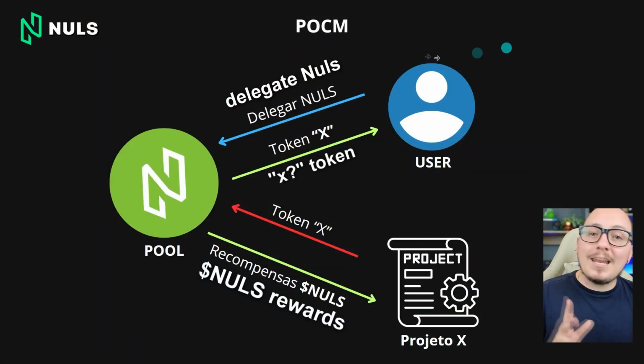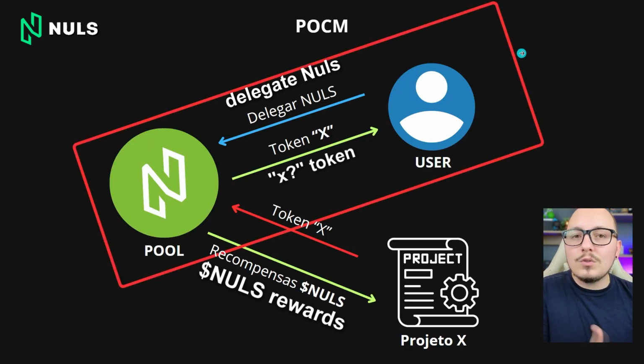In summary, we as investors can support some projects and receive tokens from those projects in return for that support. However, the key difference is that investors are not exposed to the risk of the project they are supporting. After all, their Nuls coins remain within the Nuls ecosystem using the official consensus. If you look at this illustration, you'll notice that we users and investors only interact with a specific pool within the POCM program. In other words, within the Nuls ecosystem itself, and we don't need to interact with anything related to the project we are supporting. This way, users are not exposed to the risk of a particular project.